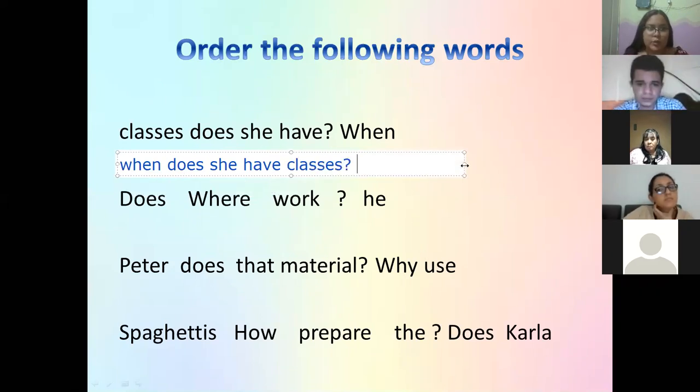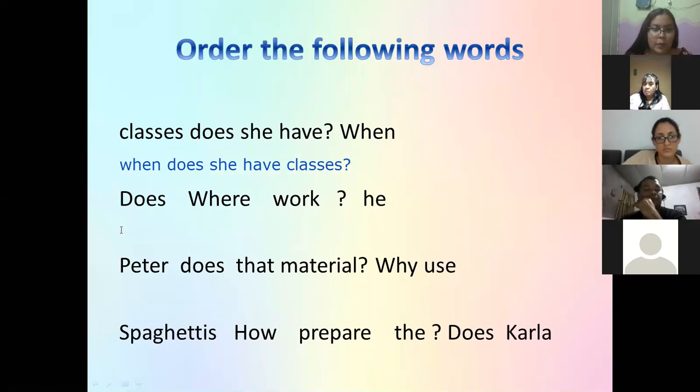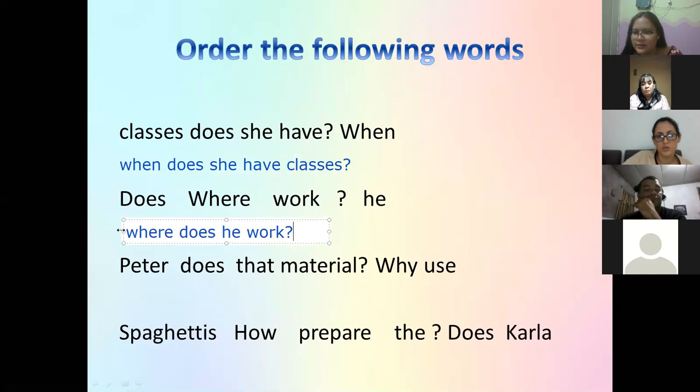Question number two. Look, question number two. What is it? Does, her, word, he. What is it? Any other person? Or anyone? Where does he work? Where does he work? Okay. That's right. What are you asking in this case? Time, about time, people, places? Places. You're asking about places. That's right. Because the question is with where.